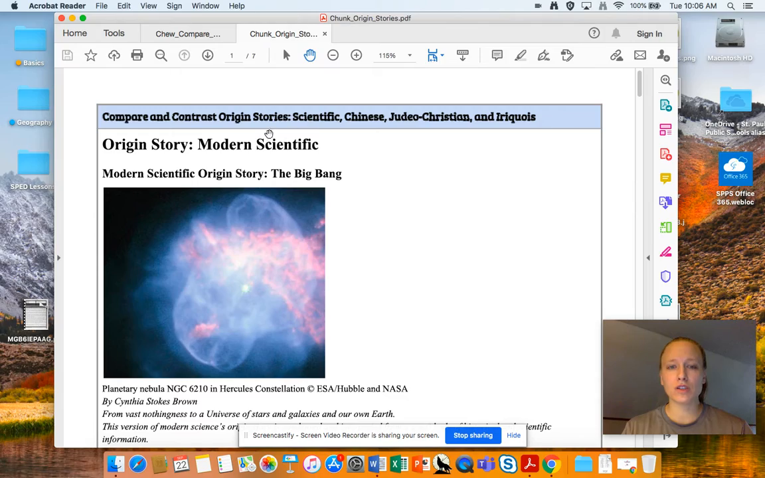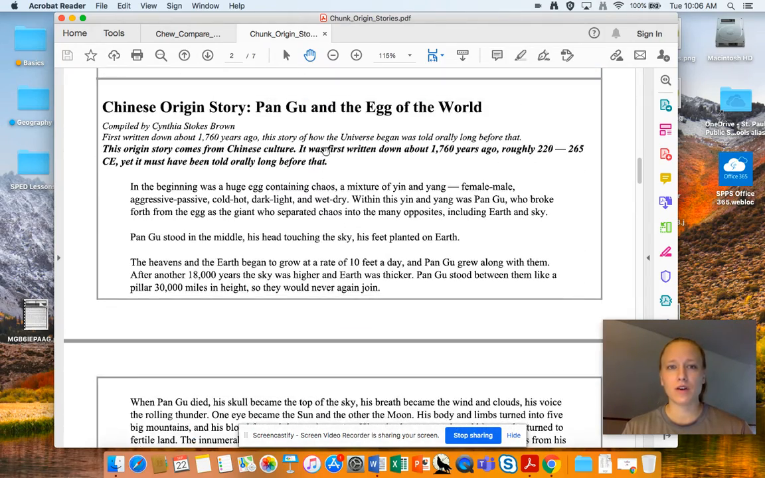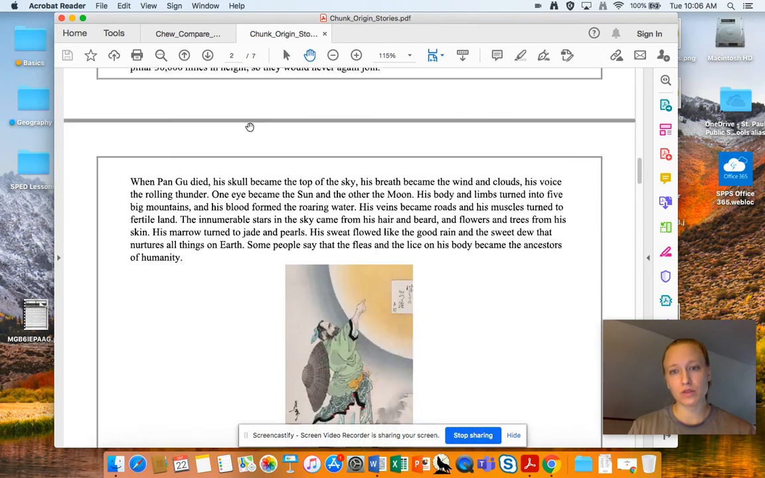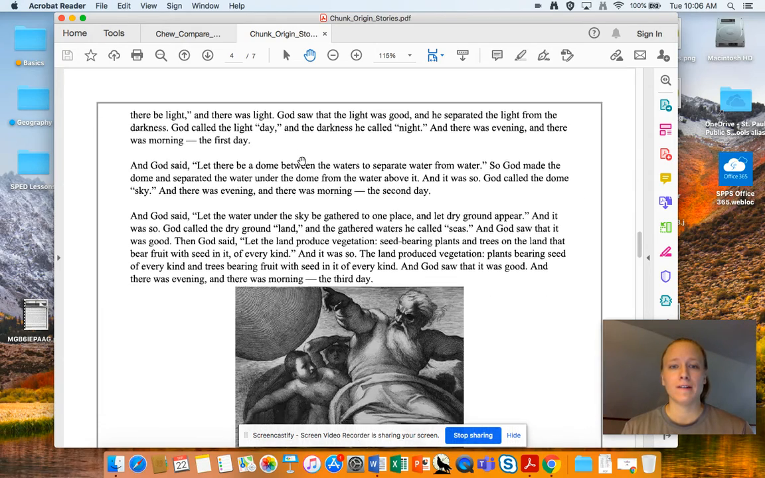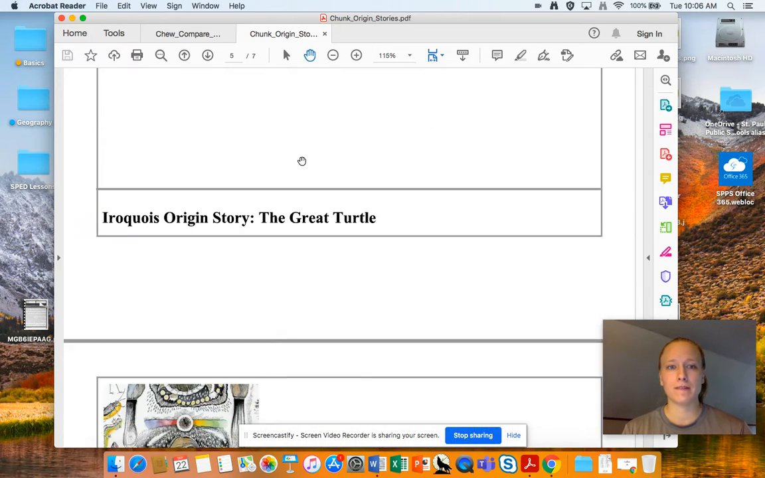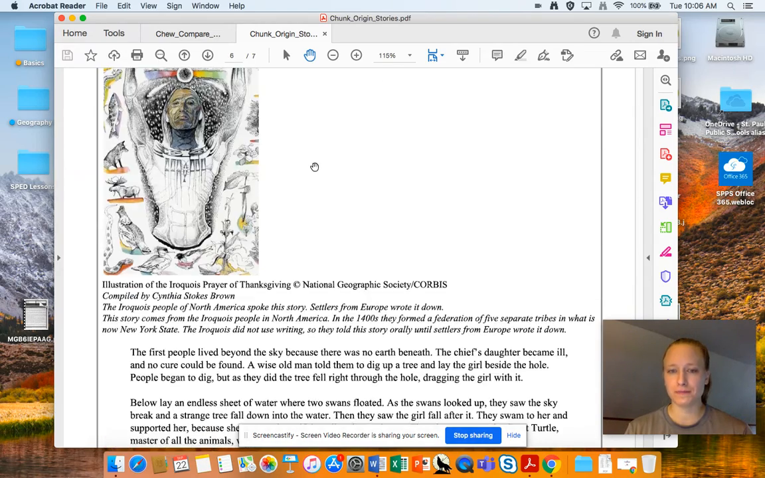The first origin story is modern scientific. Then there's also a Chinese origin story, a Judeo-Christian origin story, and an Iroquois origin story, the Great Turtle.